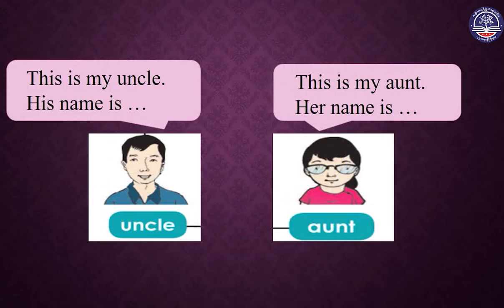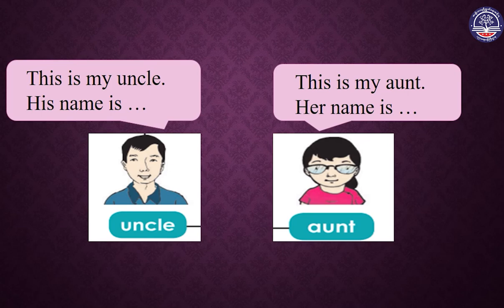Okay, this time look at the pictures. What do you see? Yes, it's uncle and aunt, right? So how do you talk about your uncle? Let's see. This is my uncle. His name is Utron.